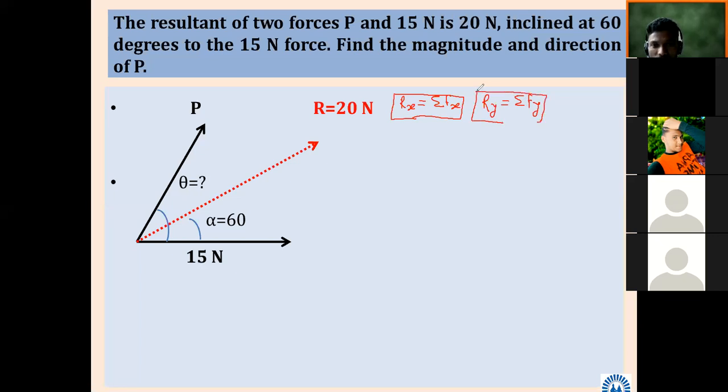Do you agree with this sentence? Yes, sir. Because Rx means the X component of the resultant, and the summation of X is the addition of all X components of the forces. If these two equations are with you, you can solve this problem easily.